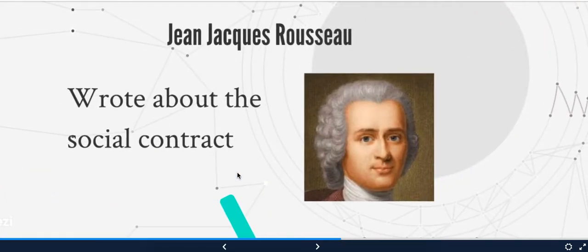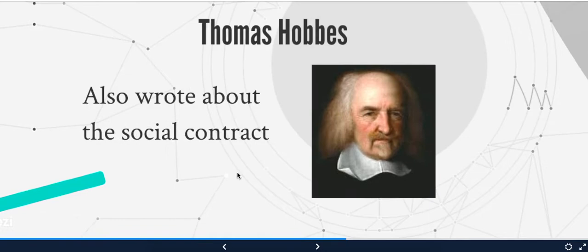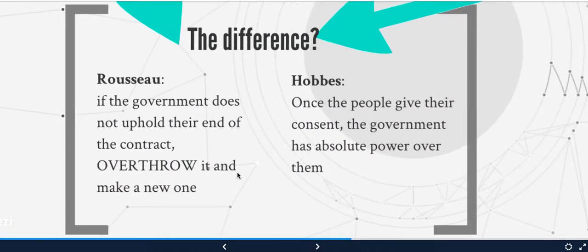All right, Jean-Jacques Rousseau writes about the social contract, and so does our pal Thomas Hobbes, except they've got a big difference. Rousseau, overthrow. Highlight the word overthrow. I put it in all caps for a reason. Thomas Hobbes says that consent equals absolute government power. That's the big difference here.